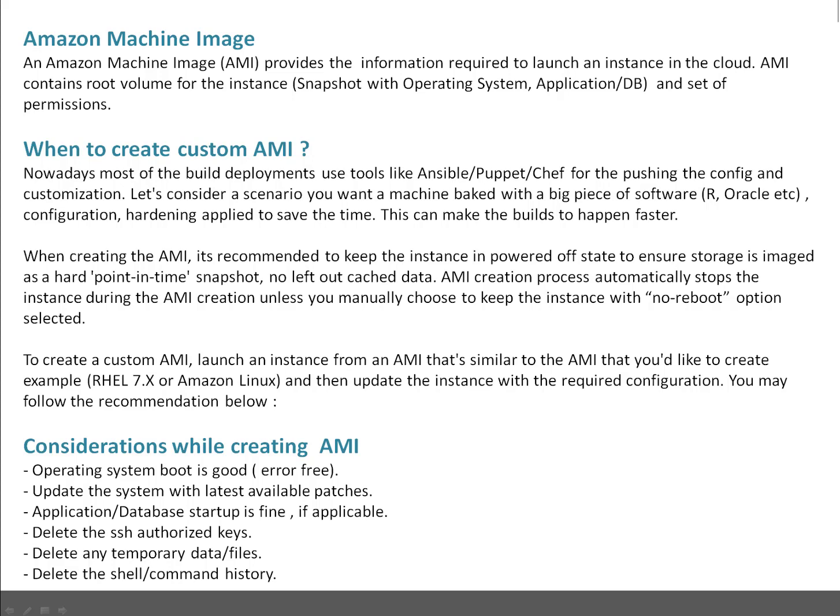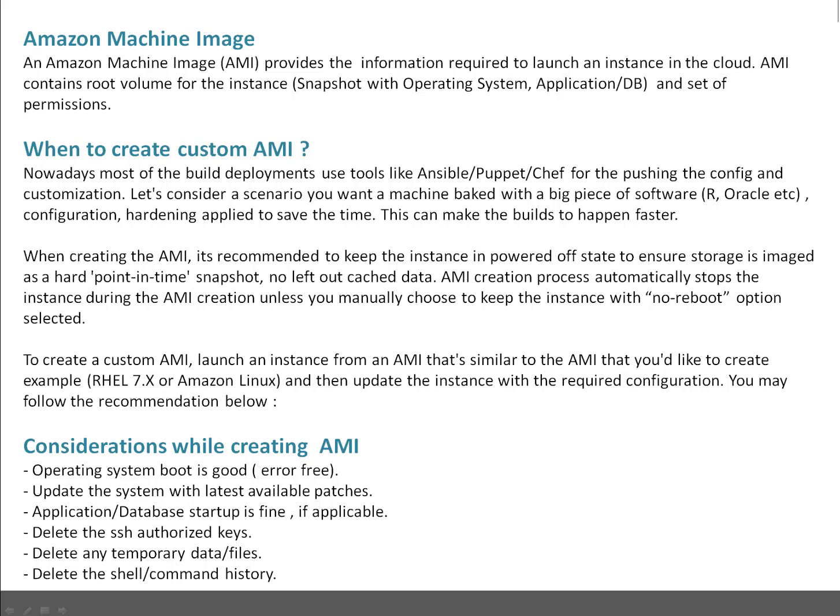But personally, as I mentioned, I'm not using that and I'm not recommending that, but that's the option. That's up to you. To create a custom AMI, launch an instance from an AMI that's similar to the AMI you would like to use. For example, let's say you want to use Red Hat 7.3, 7.4 as your base AMI, or Amazon Linux, whatever AMI.